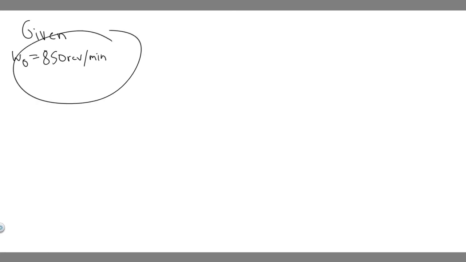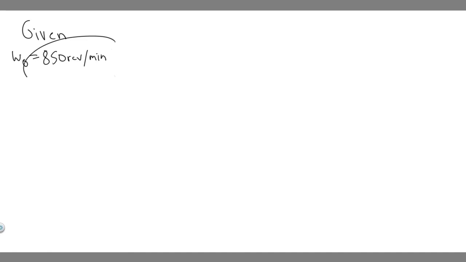So before we solve this problem, let's write down the givens. So what are we told? We're told it's going to be turned off when it's running at 850 revolutions per minute. So essentially they're telling us the initial angular velocity, omega 0, right? And they're telling us it's 850 revolutions per minute.